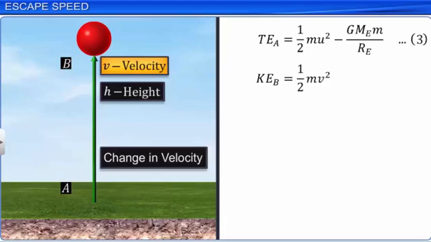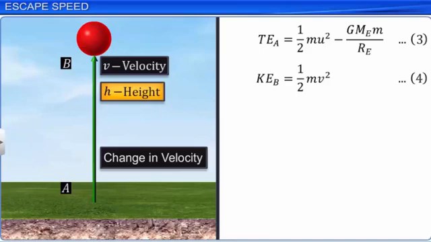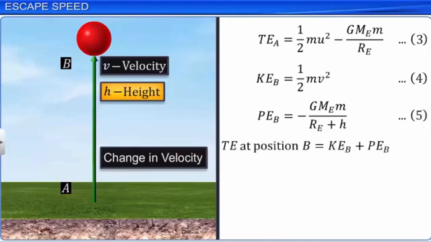The potential energy of the Earth-body system when the body is at height h is denoted by the equation PEB is equal to minus G ME m divided by RE plus h. Let this be equation 5. Thus, the total energy of the body at position B is expressed as the sum of equations 4 and 5. Let this expression be equation 6.